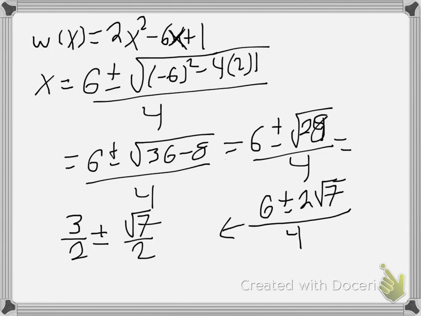So my one root is 3 halves plus the square root of 7 over 2. My other root is 3 halves minus the square root of 7 over 2. Obviously, that's not an easy number to come up with, right? But those are my zeros. I found my 2 zeros. They're both real. They just aren't easy.